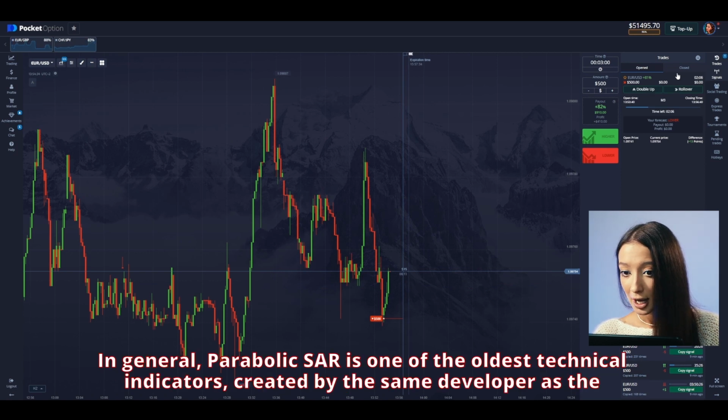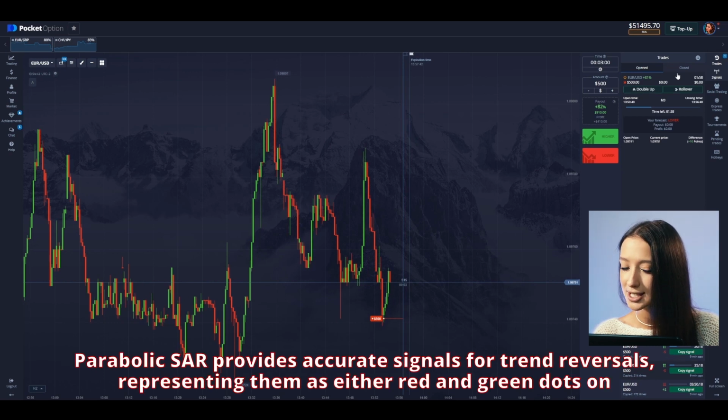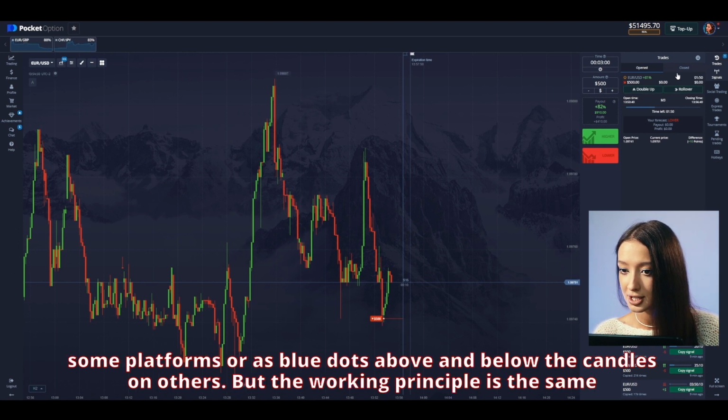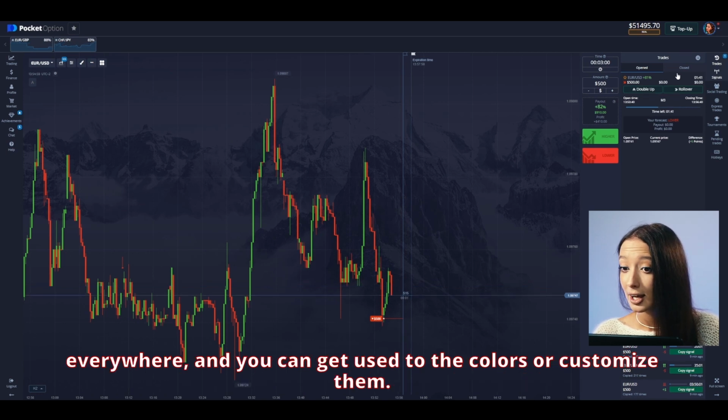So, in general, parabolic SAR is one of the oldest technical indicators. Created by the same developer as the famous RSI indicator, parabolic SAR provides accurate signals for trend reversals, representing them as red and green dots on some platforms or blue dots above and below the candles on others. But the working principle is the same everywhere, and you can get used to the colors or customize them.